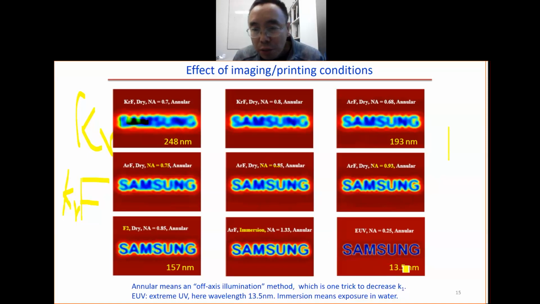If we go to even shorter wavelength, 13.5 nanometer wavelength, you get much shorter wavelength compared to this 193 nanometer. You get much clearer image. So this is the case for extreme UV lithography. So we will talk about extreme UV lithography in this course.